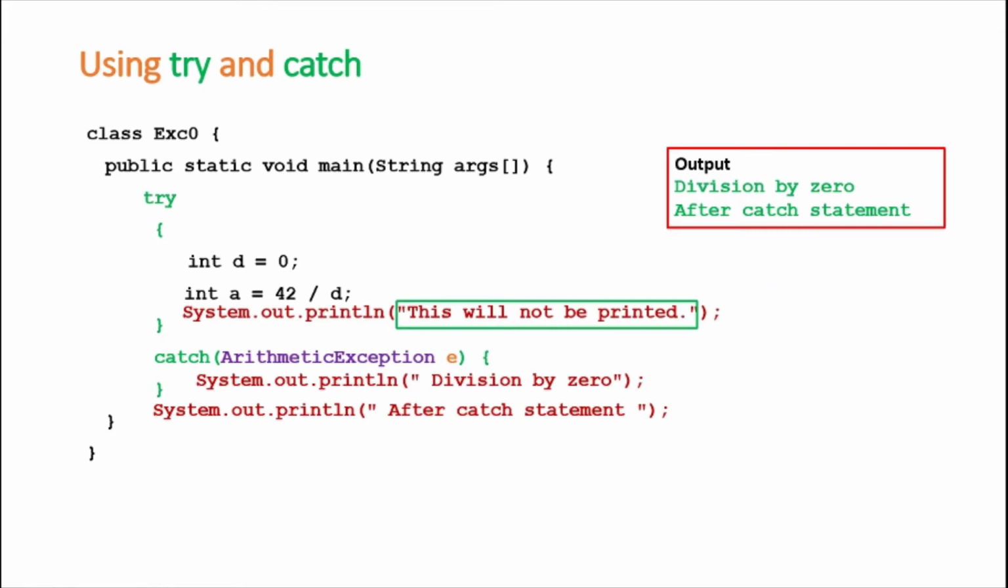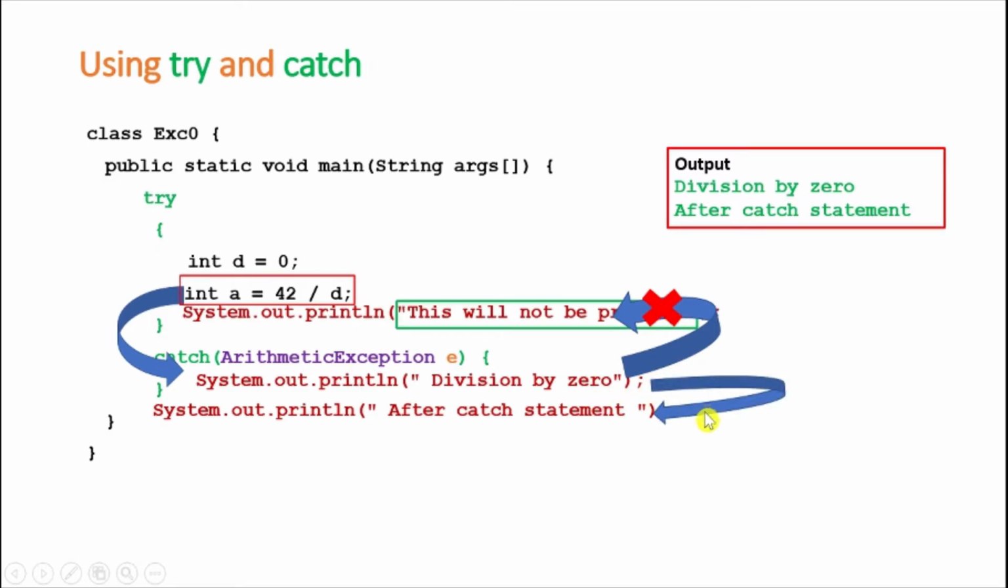Whenever a particular statement throws an exception inside the try block, control immediately jumps to the catch block, and the statements inside the catch block get executed. Control does not go back to the try block, but the statements after the catch block get executed, right? So that's why we are getting this output. I hope you understood, right?